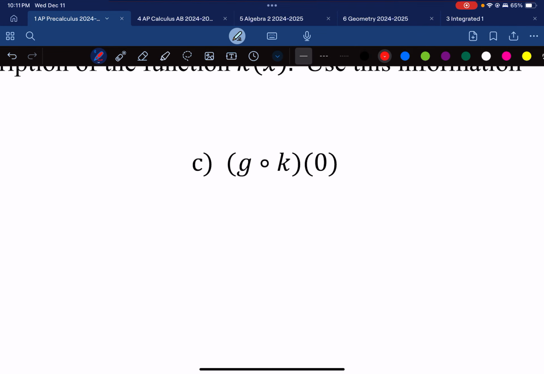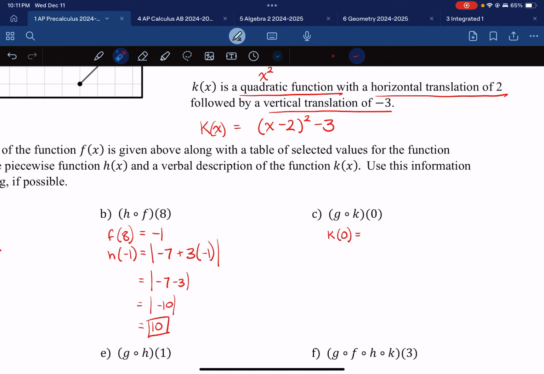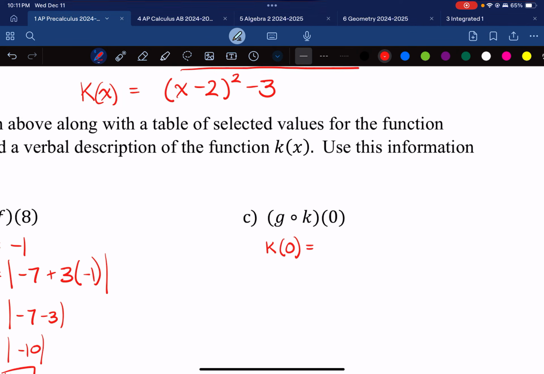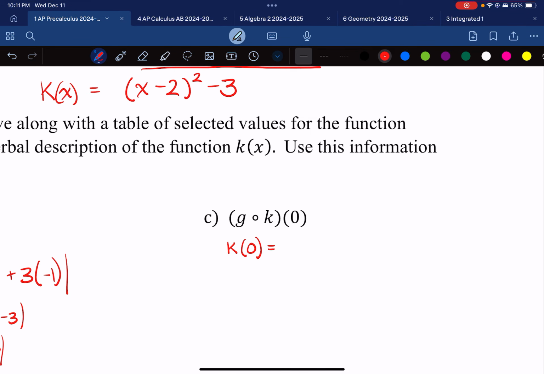So the first thing I'm going to do is the rightmost function. This is going to be k of 0, k of 0. So how do I do k? Well, k is that function that we defined earlier. I just need to plug 0 into this x. So when I do that, I get, let's say this is going to be x minus 2 quantity squared minus 3, and into that spot we have a 0.